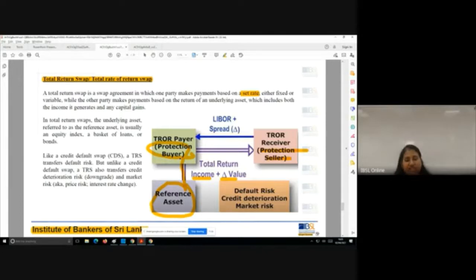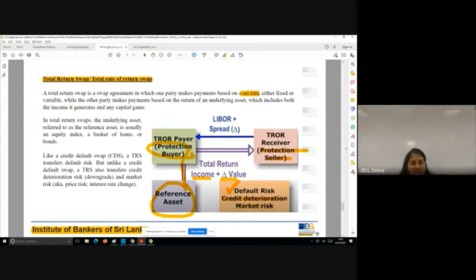What is the risk that they are transferring? Default risk. Let's say this reference asset doesn't pay any income or defaults on that periodic payment, then again that risk is passed to the protection seller. Let's say there's a credit deterioration, there's a downgrade in the credit rating. Because of that, the asset or the return from that asset is impacted, is reduced. Again, that risk is also borne by the protection seller. Why? The total return goes to them.